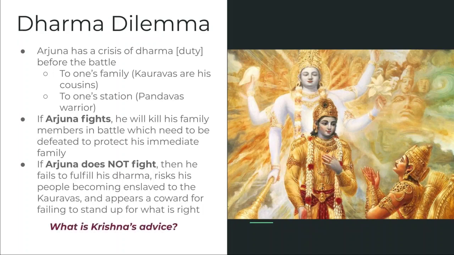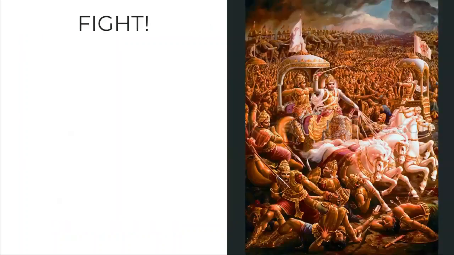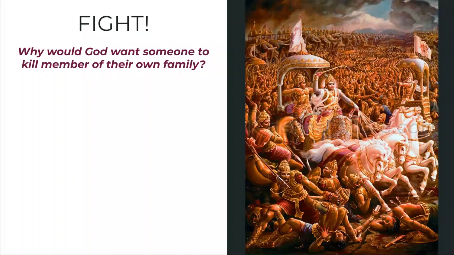So what is Krishna's advice? Now, this is really important to understand because Hinduism does not advocate violence. But that's going to seem at odds with what Krishna, or again Vishnu, is going to advise Arjuna to do. So Krishna is going to advise Arjuna to fight. So it's really important for us to understand why Krishna is giving Arjuna that advice, given that, again, Hinduism is not advocating violence here. What is going on here? Why would God want someone to kill members of their own family?